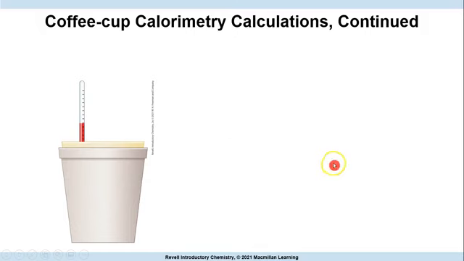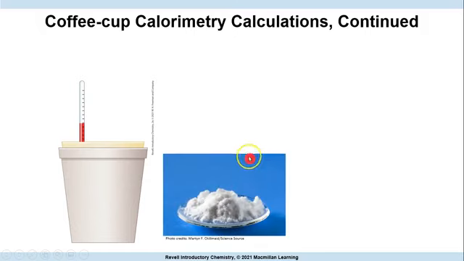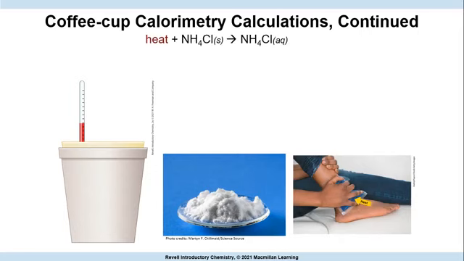Now let's look at another example. Here in this example, we are going to be looking at ammonium chloride. Ammonium chloride is a substance that absorbs heat, so it is used in making instant cold packs. So what happens is that the ammonium chloride solid absorbs heat and it is transformed into aqueous, so it dissolves in water, absorbing heat from the water.